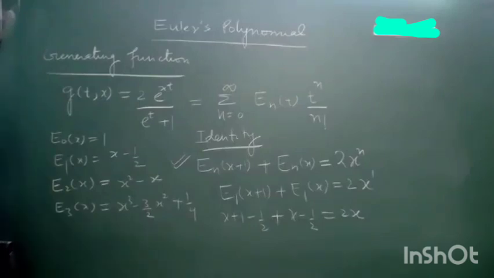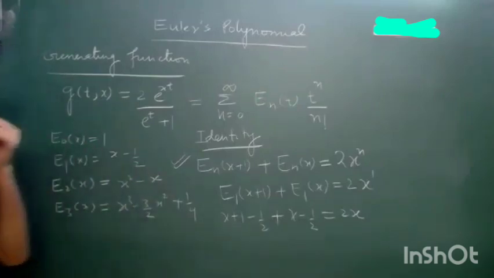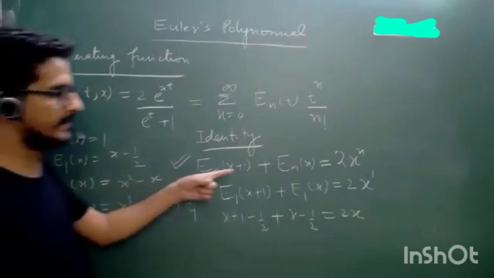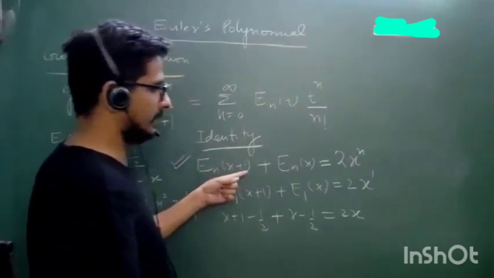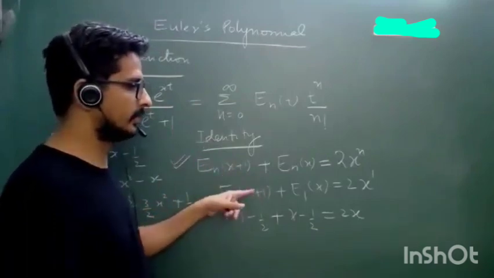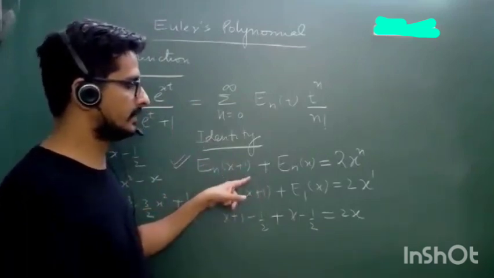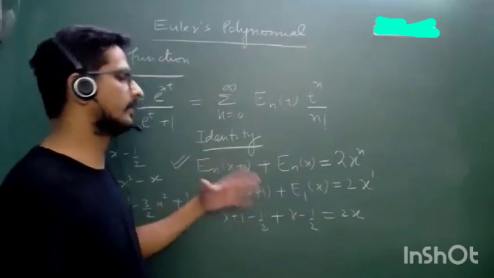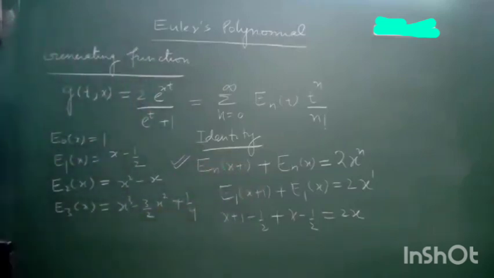So this polynomial is known as Euler's polynomial, and this identity is very important, and because this is under advanced topics, every time you get a question, it is always of 5 marks most of the time.